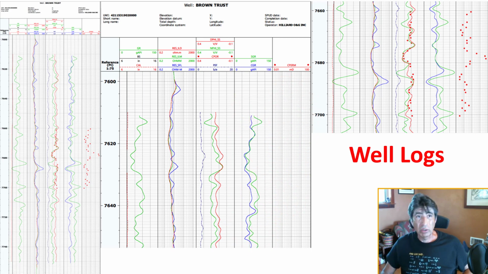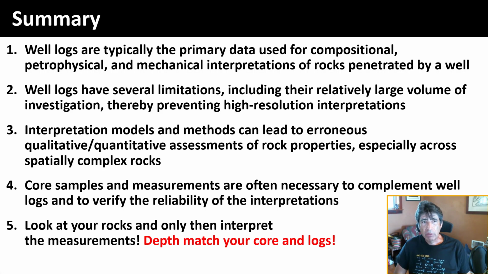So this is just a close-up of what we're going to see in a minute. Here's the summary. It's the same summary they have for the previous lecture. The only thing that I added to this summary is that depth match of core and logs is very, very important, and we have to do it as a previous element of the interpretation when we go and look at core and logs. It is not uncommon that we have a mismatch of a few, even sometimes tens of feet between core and logs, so we have to be prepared for that.